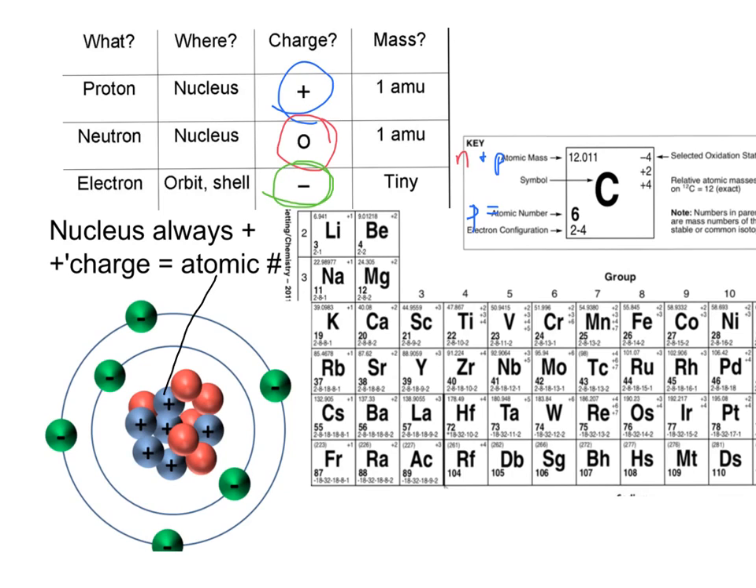Outside the nucleus, we'll find electrons. The word atom implies electrical neutrality, so in all atoms, the number of protons must equal the number of electrons. Notice in the electron configuration that this symbol between the 2 and the 4 is not a minus, it's simply a dash. So in a carbon atom, there are 6 total electrons and 6 total protons. The positive protons equal the negative electrons, giving the atom an overall total charge of 0.